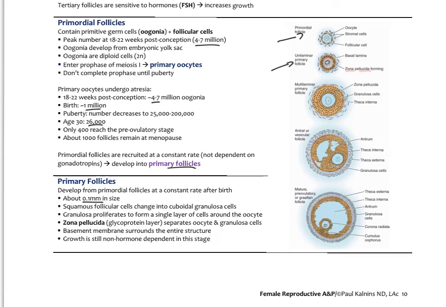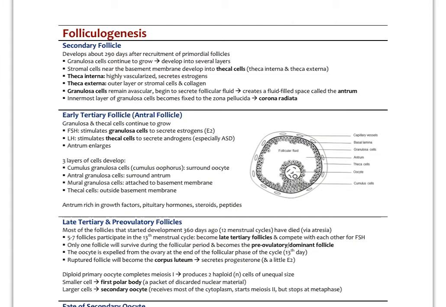Surrounding this entire structure, there's a basement membrane. At this point, growth is still not dependent on gonadotropins or other hormones. It's just happening at a constant rate. So that's a primary follicle developing from a primordial follicle. The next step of folliculogenesis is development of a secondary follicle, and this happens around 290 days or so after the recruitment of the primordial or primary follicle. Again, that's just under 9 to 10 months or so.